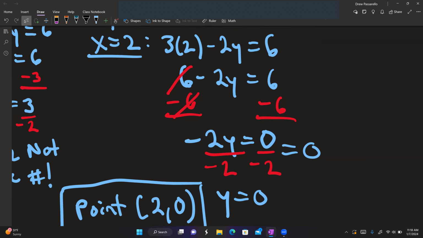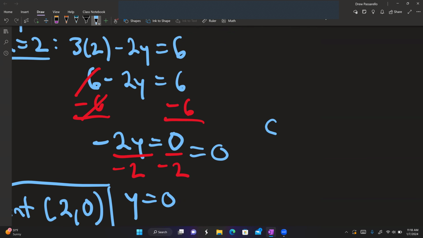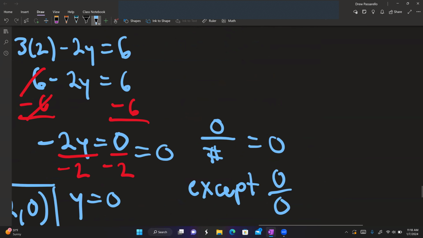Right, and just an aside, anytime you do 0 divided by any number, it's equal to 0, except you can't divide by 0. 0 divided by 0 is undefined.